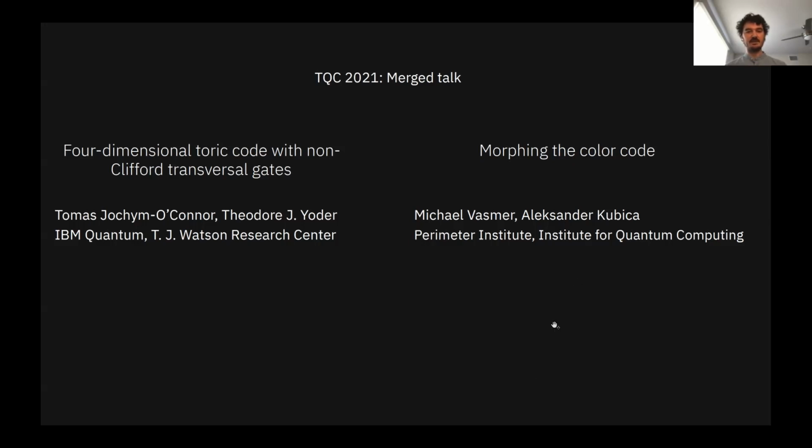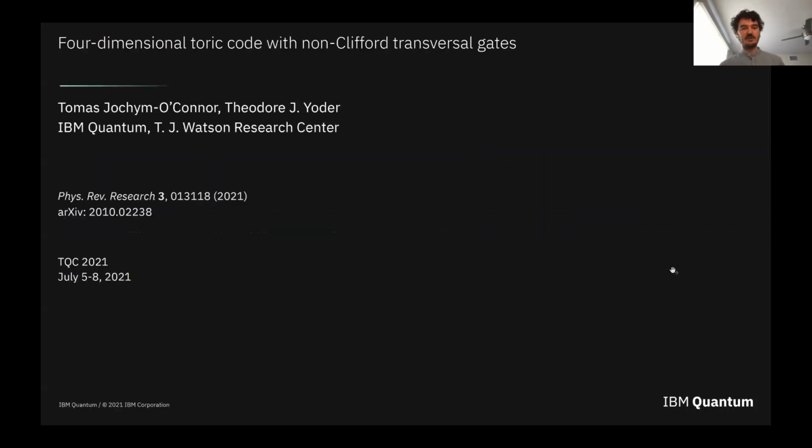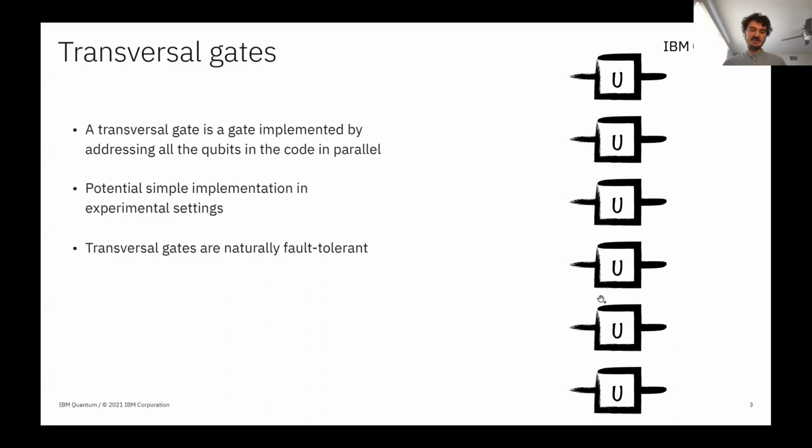Okay, so I'll be starting with discussing our work on a four-dimensional toric code with a non-Clifford transversal gate. And you can find this work at the following arXiv and published links here. So we wanted to start this joint talk by doing a little bit of background on the history behind these results and what were the important results that led up to both of our works.